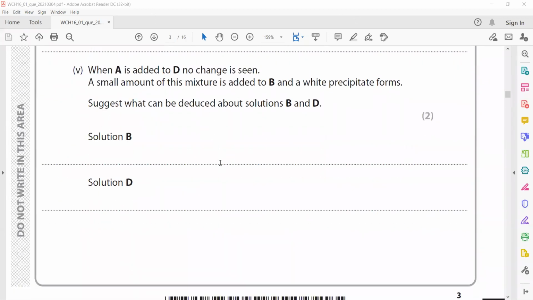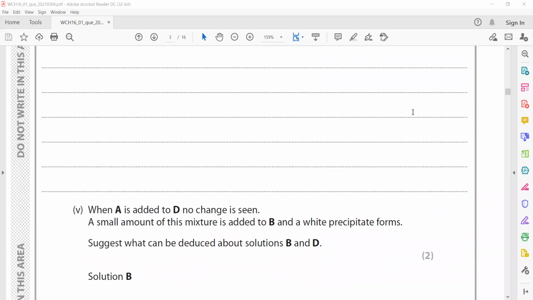Then A is added to D, no change is seen. A small amount of this mixture was added to B, a white precipitate. What can be deduced about solutions B and D? So what can we say about solution B? When A was added to D, we did not observe anything. But when a small amount of this mixture was added to B, a white precipitate is there.